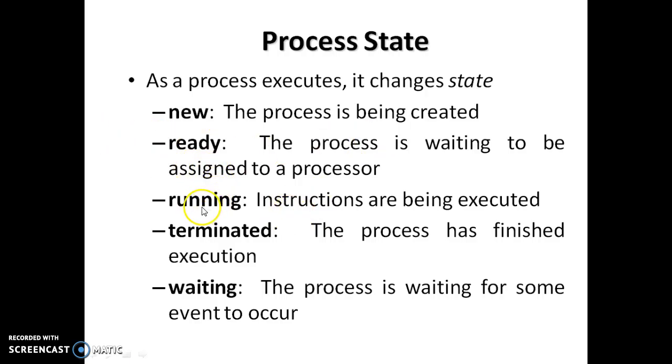The next process state is the running state, where a processor or CPU is actually executing the instructions put into the program, which is being executed as a process. Whenever a process is executing in the running state, it means the process is having an execution cycle.